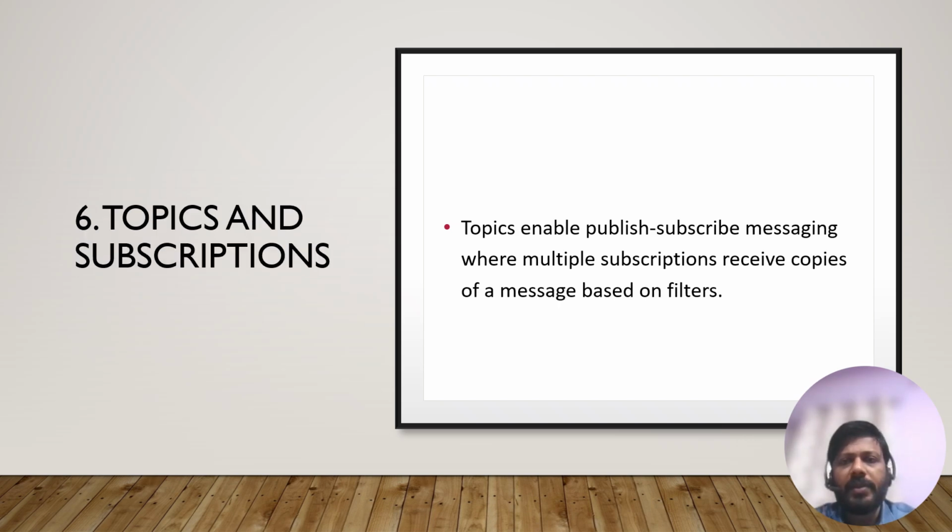So in topics and subscriptions, topics enable us to use publish-subscribe messaging, where multiple subscriptions receive copies of a message based on a filter. But if you remember, in a queue it's only one message, whereas in topics each consumer is going to get its own copy. A producer sends a message to a topic, and multiple subscribers can receive the same message independently. Filters allow selective message delivery based on properties. This is useful for event-driven scenarios.